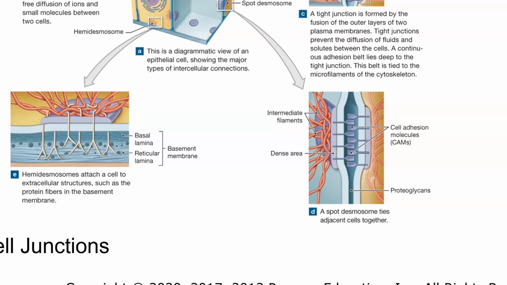The basement membrane. Okay, so what these hemidesmosomes are doing is attaching the bottom surface of an epithelial cell to the basement membrane. So the hemidesmosomes attach cells to the basement membrane.